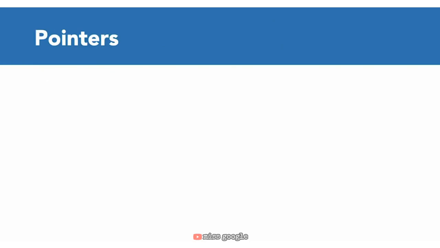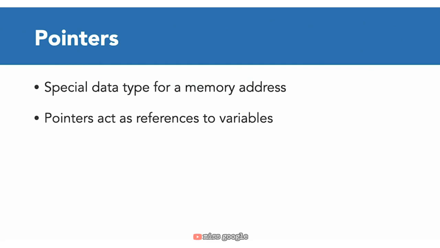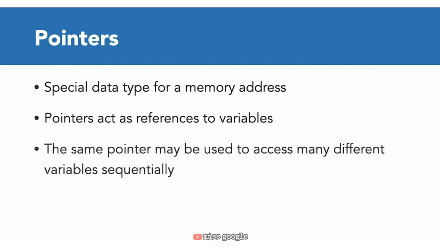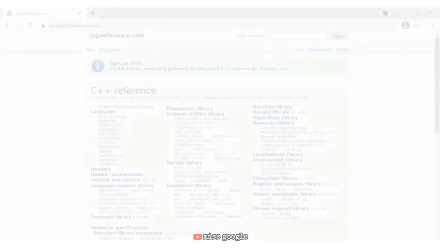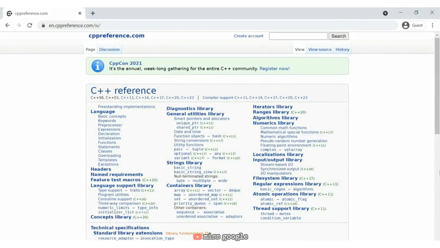Lastly, we cannot talk about C or C++ without talking about pointers. This is a special data type for memory addresses. Pointers may act as references to existing variables. And the same pointer may be used to access many different variables sequentially. Now, this hasn't been an exhaustive description by any means, so I recommend that you visit cppreference.com for a detailed description of the supported types.